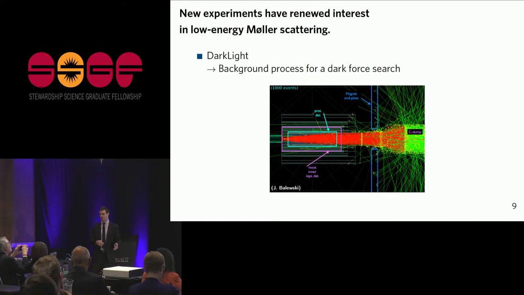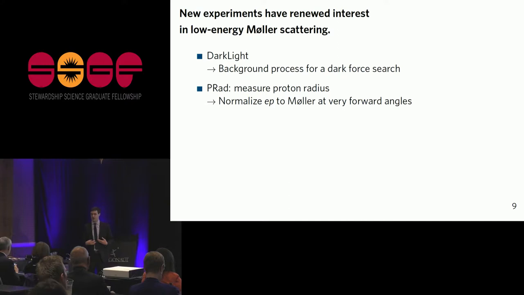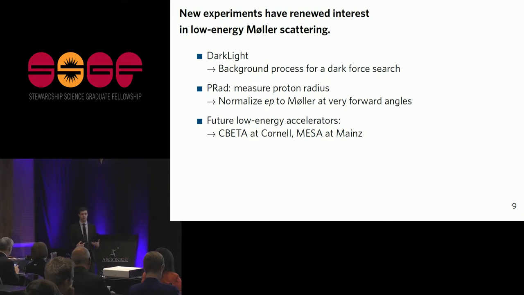Aside from that, there's an experiment at Jefferson Lab now called PRad that's trying to measure the proton radius. This is really forward angle electron-proton scattering that they normalize to Møller scattering. And at forward angles, you also get that problem with the flipped sign. There are also a bunch of future low energy accelerators, at the 100 MeV scale. There's one being built in Mainz, Germany, called MESA, and there's one being built at Cornell right now, called CBETA.